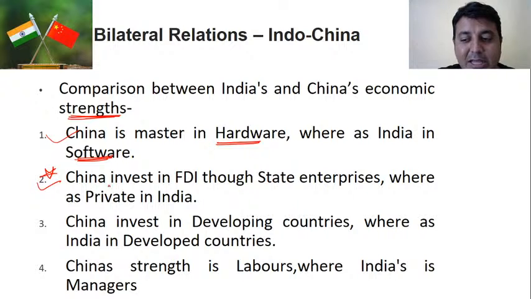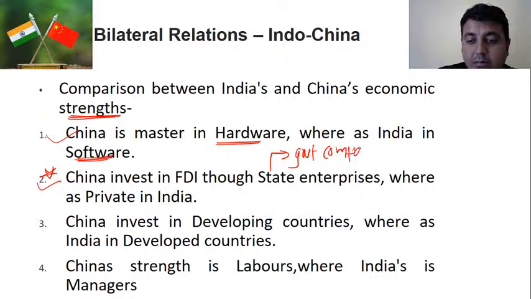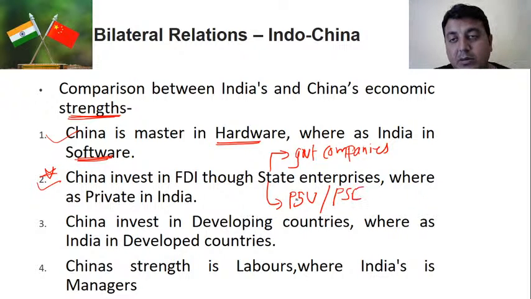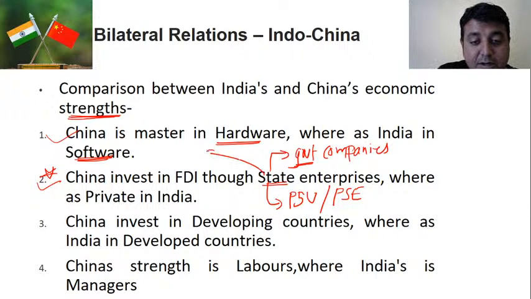Okay, Vandana, let me explain the concept of state enterprises. State enterprises means government companies. In other words, they are known as PSU or PSE. In India, it is said public sector unit or public sector enterprises. State enterprises means governed by the government. Sarkari company. Any example of it? State enterprises in India? BPCL, Bharat Petroleum, IOC, Indian Oil Corporation. Many examples of it. I hope this concept of state enterprises is clear to you.